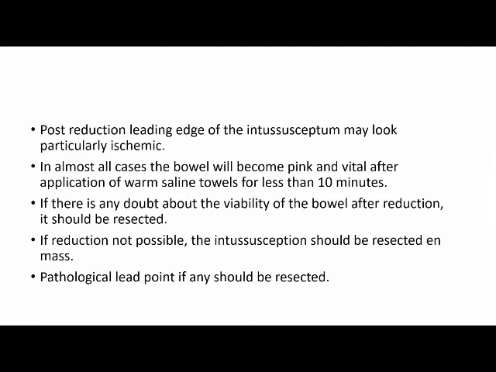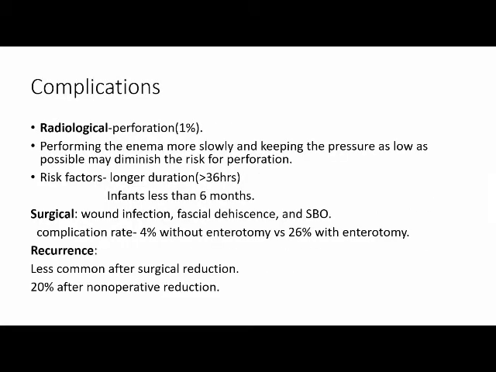Indications for resection anastomosis: if reduction is not possible and also if the bowel is not viable, then you can go ahead with a resection anastomosis. If reduction is not possible, then en masse resection has to be done. And even if there is a pathological lead point, you will have to resect it.